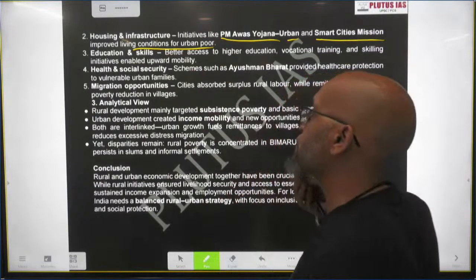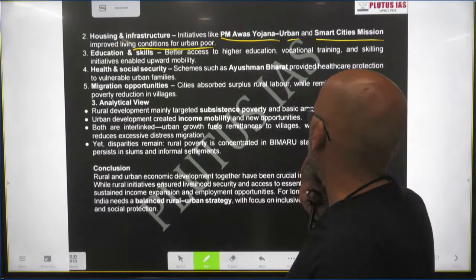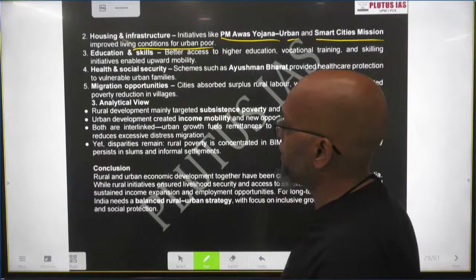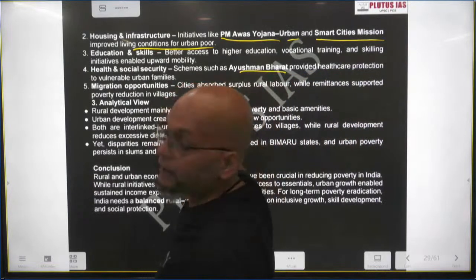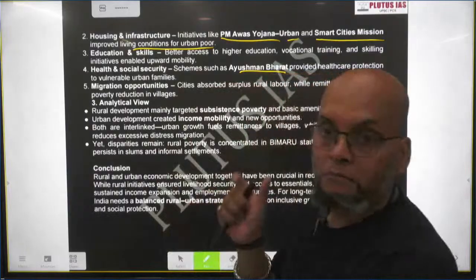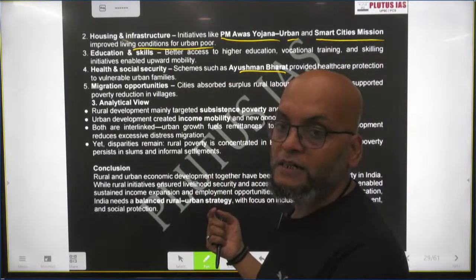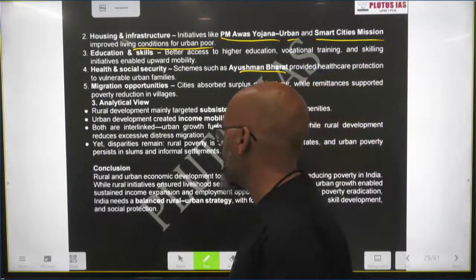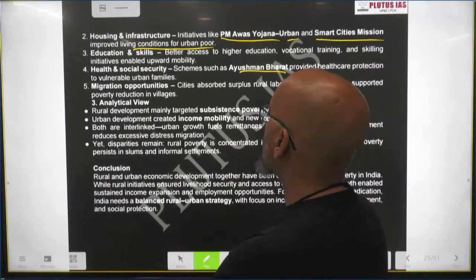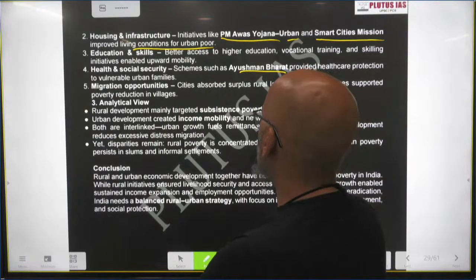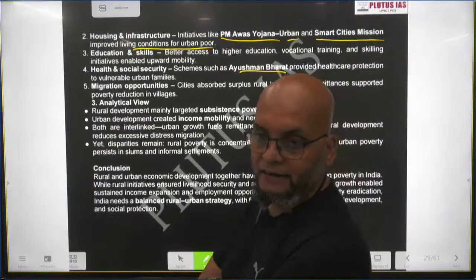Then health and social security schemes such as Ayushman Bharat provide healthcare protection to vulnerable urban families. With Ayushman Bharat, you are given a medical card and you can go and get treated in any government hospital nearly for free. Major operations can also be undertaken. Anyway, migration opportunities. Cities absorb surplus rural labor while remittances supported poverty reduction in villages.